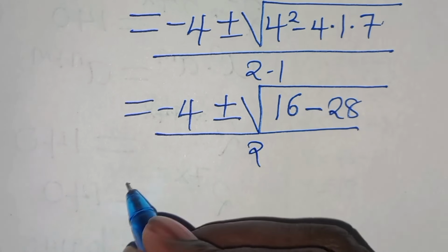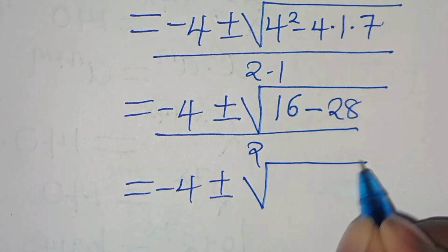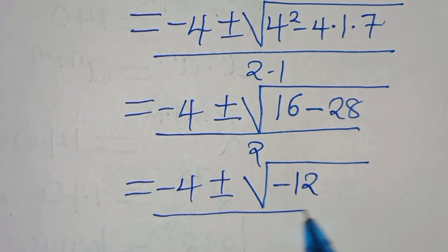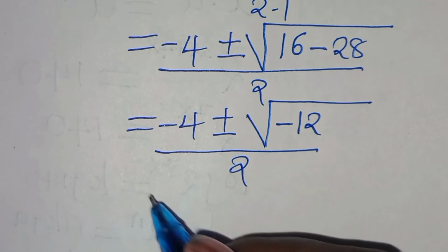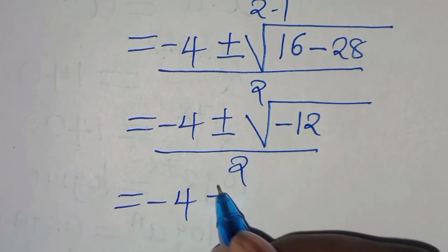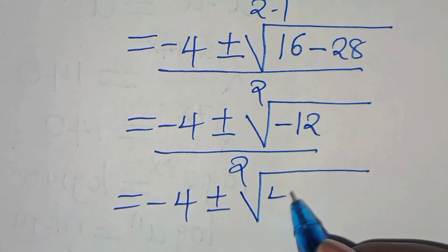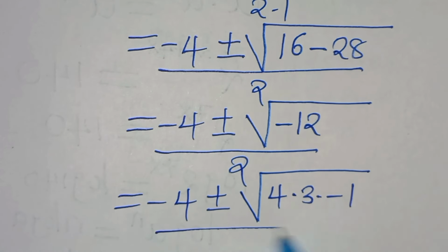So this implies we have minus 4 plus or minus the square root of 16 minus 28. This is minus 12, divided by 2. So here we have minus 4 plus or minus the square root of minus 12, which is actually 4 times 3 times minus 1, divided by 2.